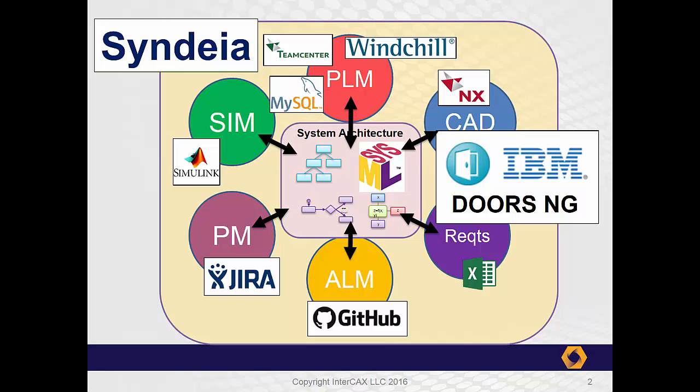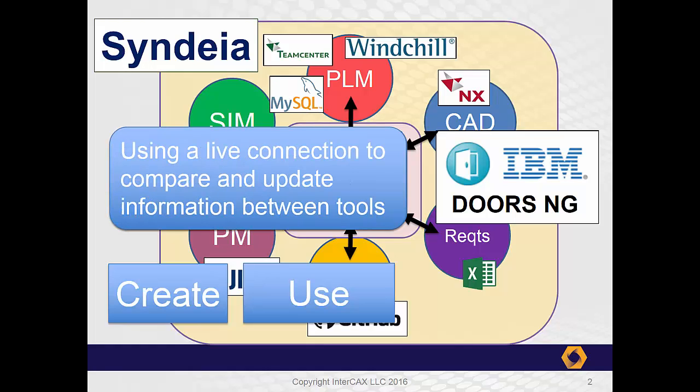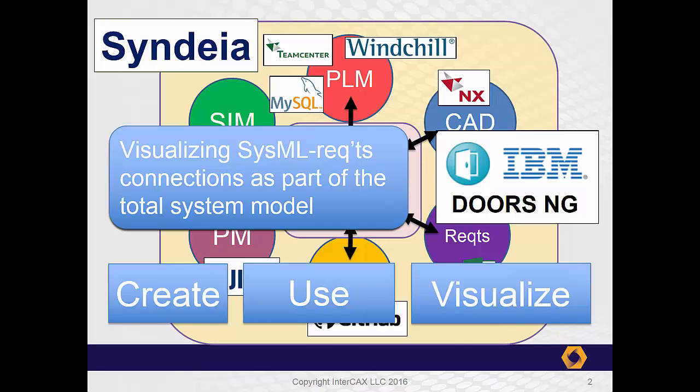One goal is to bring DOORS into the same framework as PLM, CAD, simulation, and other engineering software tools that Syndeia connects. A second goal is to support a wider variety of use cases. This includes creating connections between requirement structures in a single step, using a live connection to compare and update information between tools, and visualizing SysML requirements connections as part of the total system model. We use standards like OSLC to build these connections, but we also use non-OSLC methods to add functionality where necessary.